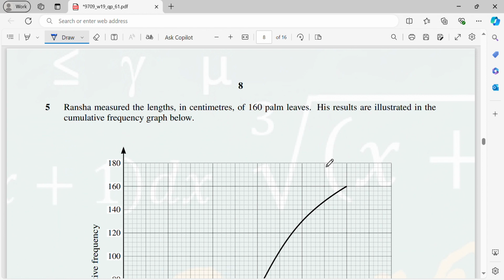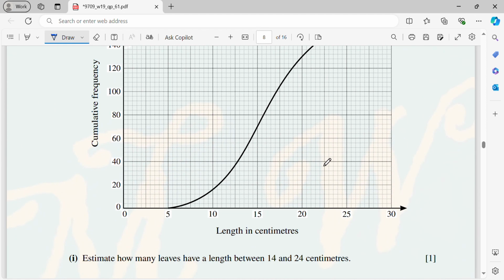Now, number 5. Ransha measured the length in centimeters of 160 palm leaves. His results are illustrated in the cumulative frequency graph below. Okay, so now this is a graph. First part, estimate how many leaves have a length between 14 and 24 centimeters. Okay, so for the length, look at here, 10 squares is 5 units. That means each square is 0.5 units. Now I need to get 14. 14 means here.